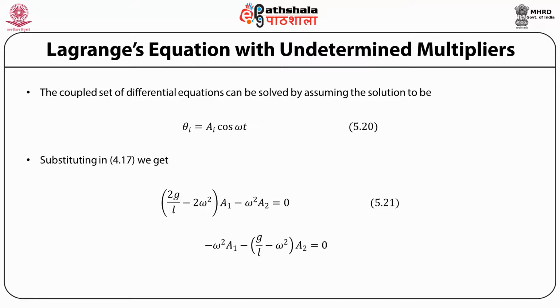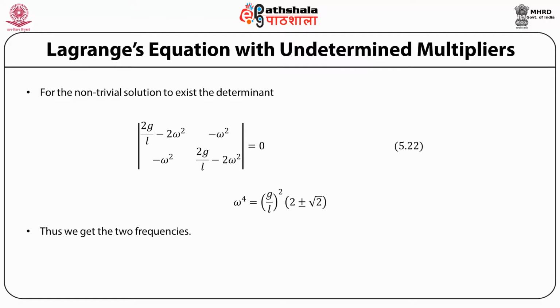So these are two linear algebraic equations in A1 and A2, and you know that for a non-trivial solution of these equations to exist, the determinant of the coefficients of A1 and A2 must be equal to 0. Therefore, the determinant with first row 2g/L − 2ω² and −ω², and second row −ω² and 2g/L − 2ω², formed by these, must be equal to 0.